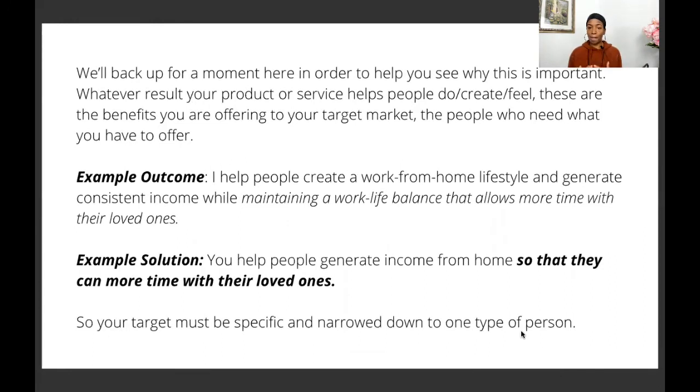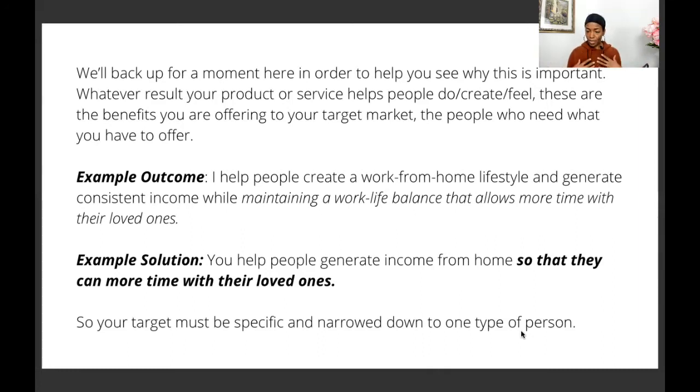So we'll just take a step back for a moment in order for you to see why this is important. Whatever results your product or service helps people do, create, or feel, these would be what we call the benefits of what your service offering would provide. And the people who are your target market are the ones who would be absolutely interested in that service or product. For example, here is a fictitious outcome, but it absolutely serves the point I'm trying to make here.